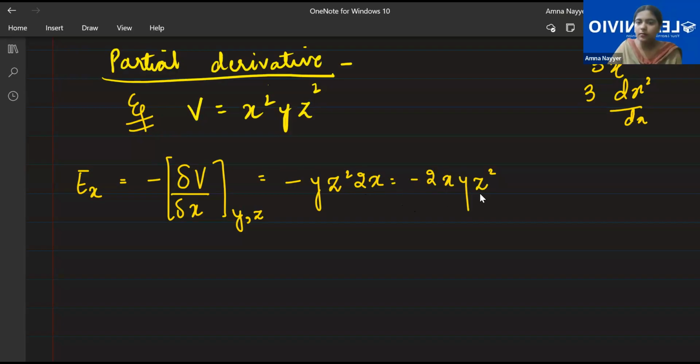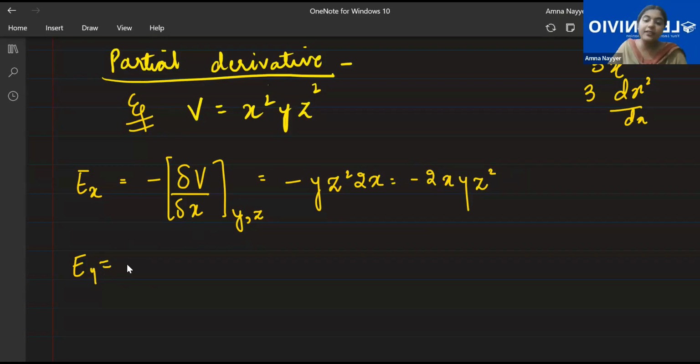Ma'am, why is there a minus? Minus because it is minus delta v by delta x. You only corrected me where I missed. That minus, the formula one. Okay? Yes, ma'am. So here also there will be a minus, like in normal derivative. There will be the same minus sign.